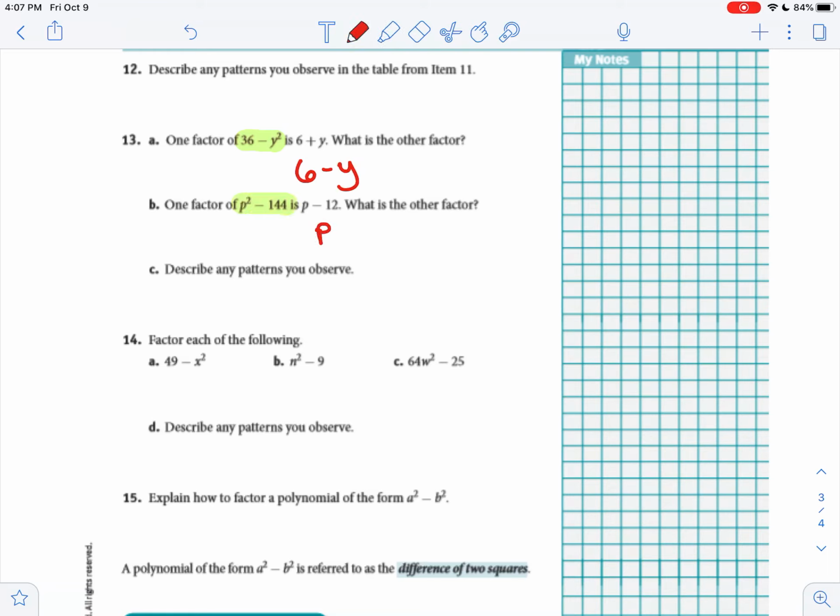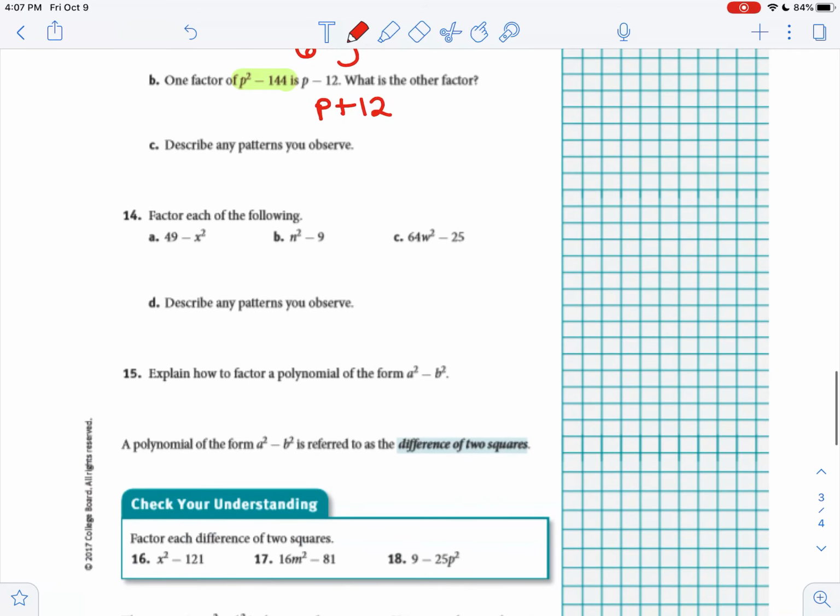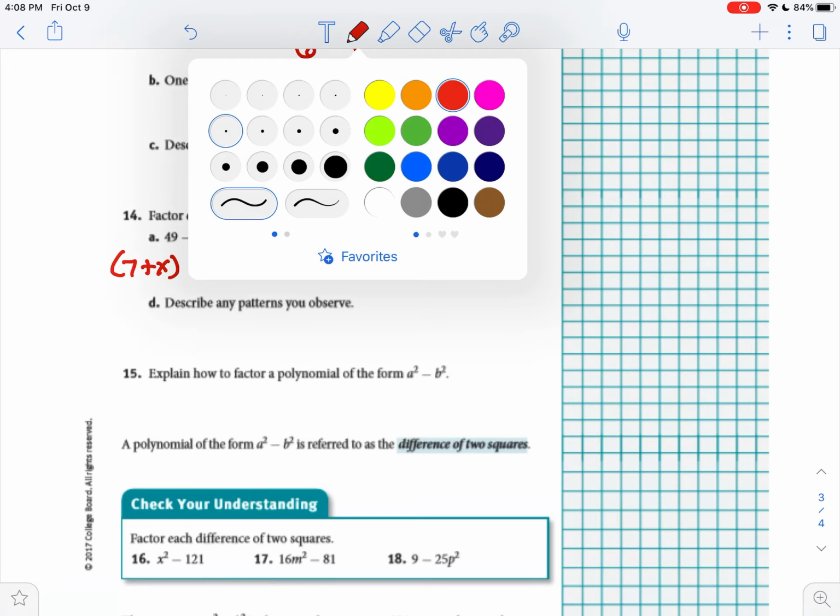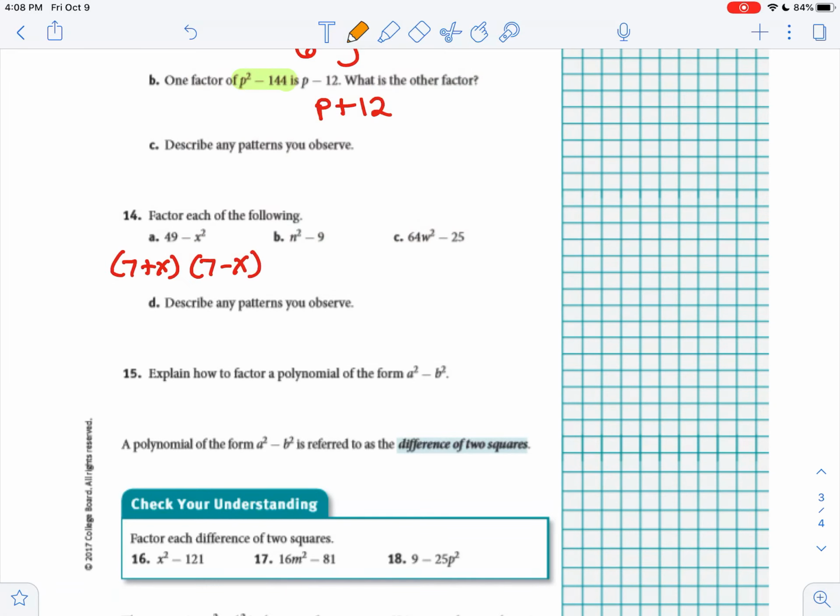And if one factor of p squared minus 144 is p minus 12, well then the other one has to be p plus 12. Okay, so let's practice that on number 14. So number 14, we have 49 minus x squared. I notice that 49 is a perfect square, and so is x, and it's a difference. So we can factor this as 7 plus x and 7 minus x.